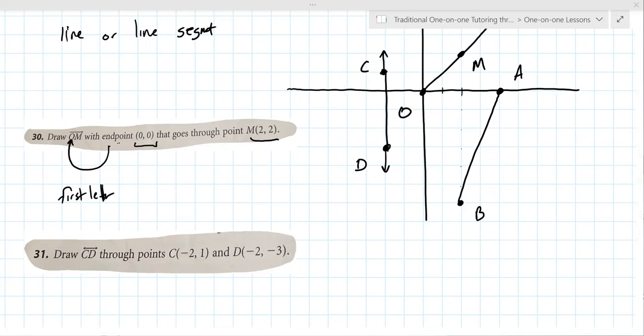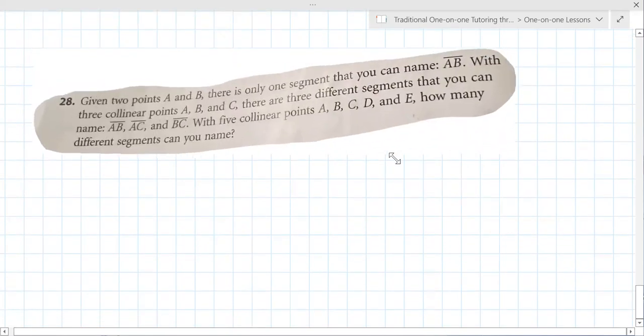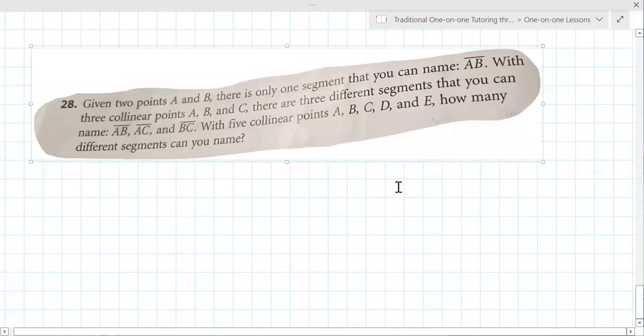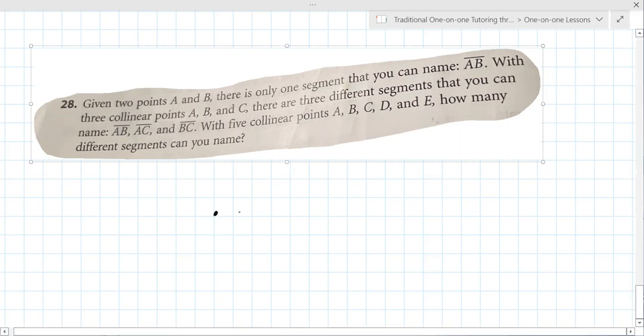Okay, all right. So we're going to look at question 28. 28 is kind of a fun question. It used to be that when you went to restaurants, they would put games and things out in front of you on the placemat. And this is the kind of question that you might see. So we're going to first start. Here's a line. This is line AB.